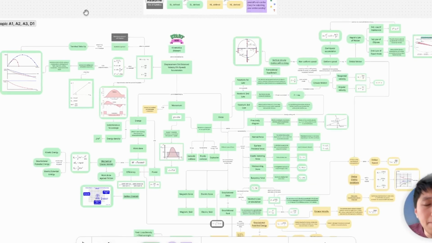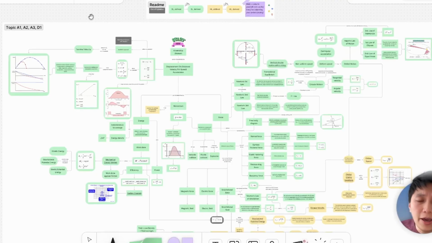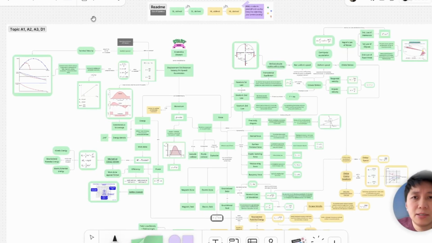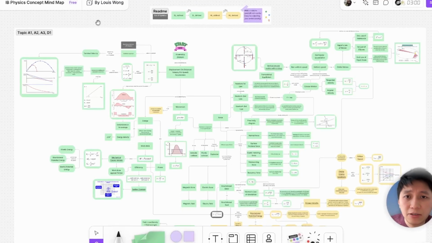This mind map, I built it on a platform called Figma, or their tool called FigJam, and I believe this should be the best tool for building a mind map, across the different ones that I tried.